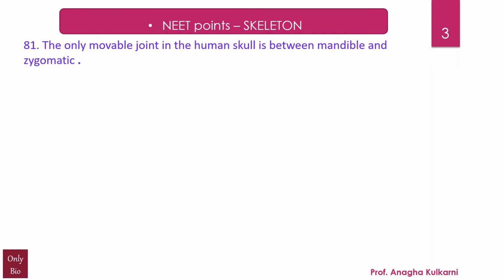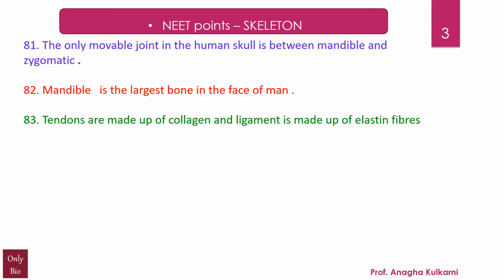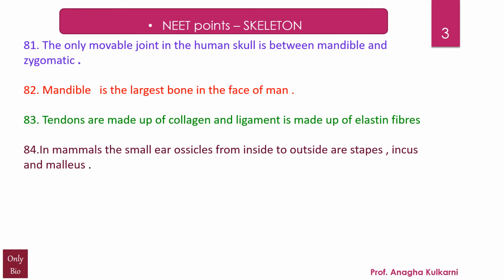Point number 81. The only movable joint in the human skull is between mandible and the zygomatic. Next, mandible is the largest bone in the face of man. Next, tendons are made up of collagen and ligament is made up of elastin fibers. Next, in mammals, the small ear ossicles from inside to outside are stapes, incus, and malleus.